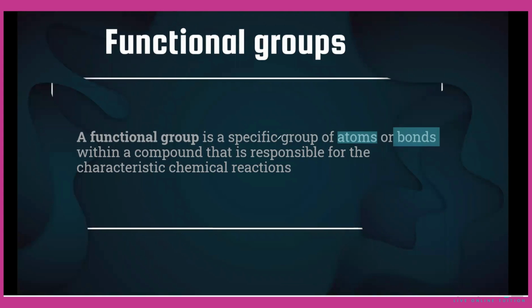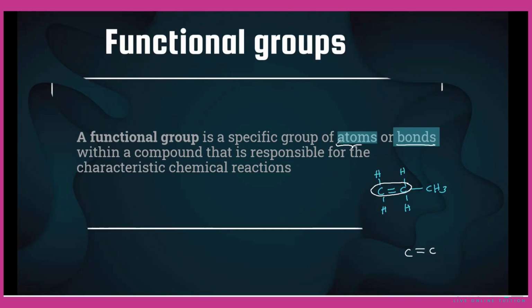So when we have a functional group, if the compound given is, let's say, CH2=CH-CH3, here the functional group is this carbon-carbon double bond. That's the reason for having bonds in the definition. Here the functional group is not carbon and carbon, but this double bond. The double bond plays an important role here. So here the functional group is the carbon-carbon double bond.